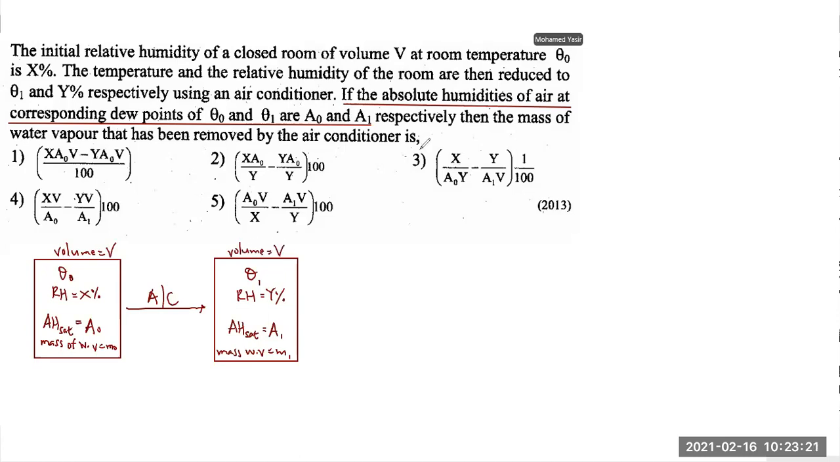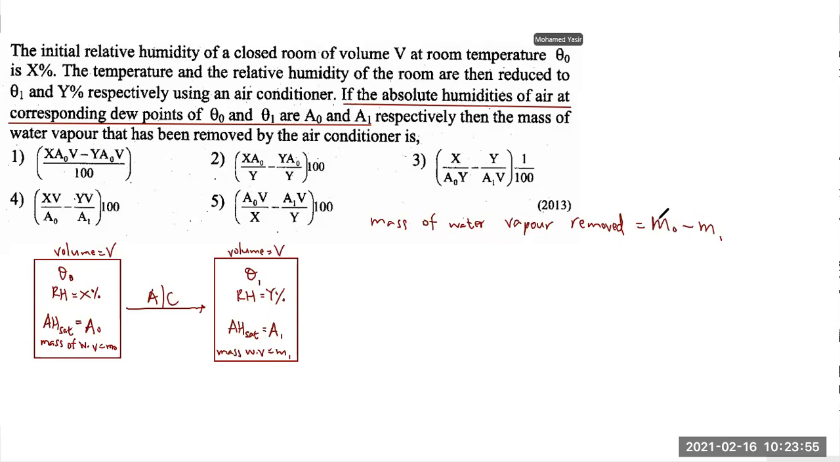Now, what are we supposed to find out? The mass of water vapor that has been removed. So the mass of water vapor removed is how much? That should be m naught minus m1. M naught is the initial mass of water vapor in the room, minus m1, the final mass of water vapor in the room. You should understand m naught will be larger than m1 because they are saying water vapor is removed.